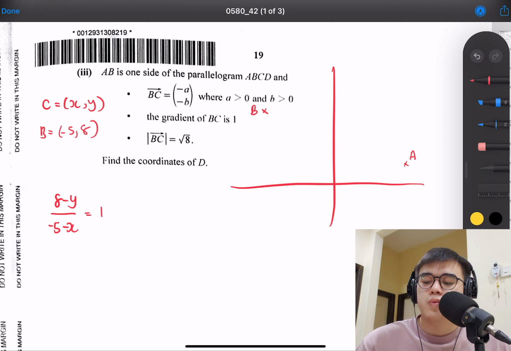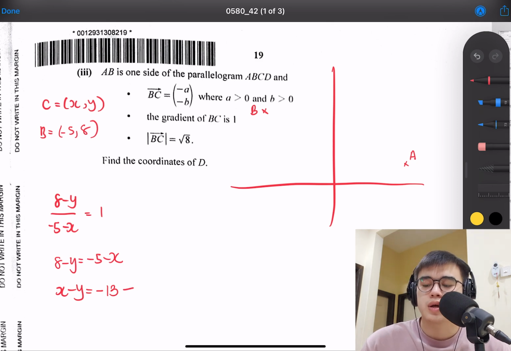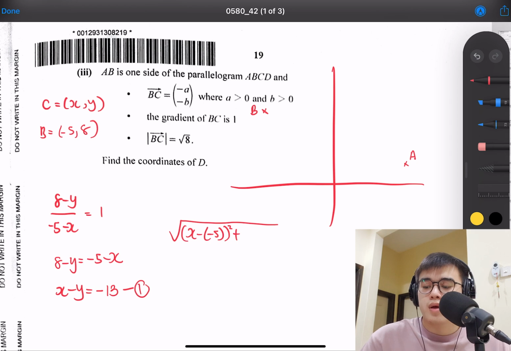So with this out of the way, you should be getting x minus y equals -13. This is by shifting everything, and I got my first equation. The other thing is that I can use this to run my calculation of distance. So you can take x minus -5, remember to square it, adding up with y minus 8 squared, equals the square root of 8.